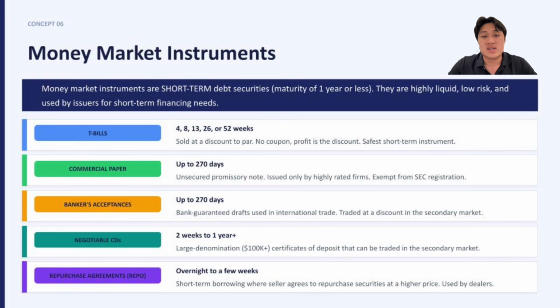Commercial papers. These are unsecured promissory notes issued only by highly rated firms, exempt from SEC. You got negotiable CDs, which typically come in large denominations, 100K plus. Certificates of deposit can be traded in the secondary market.